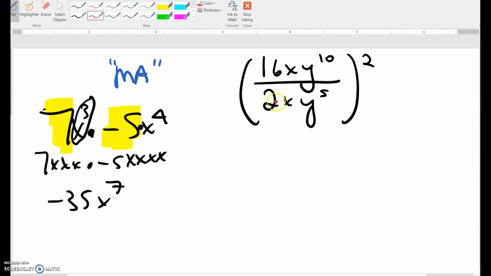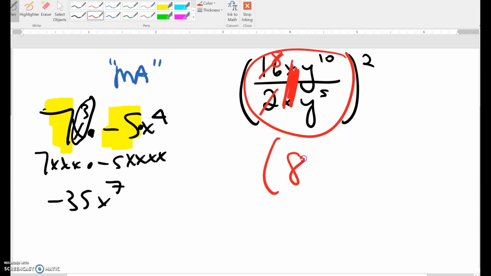So first of all, before I square it, I want to simplify the inside. So numbers are normal. 2 goes in there 8 times. X divided by x is 1. Those are going to cancel. So right now I have 8. And then 5 of these y's will cancel. So I'll get y to the 5th.